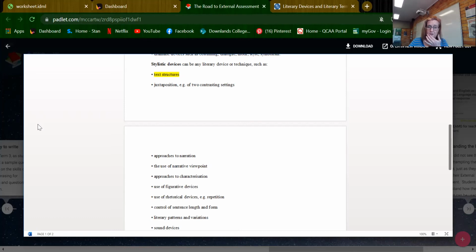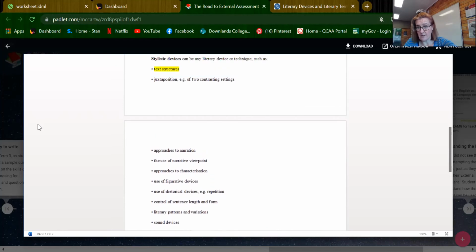When we look at something like the control of sentence length or form, we're looking more at the use of rhyme and rhythm. So how is iambic pentameter used? When does it break down? Why does it break down? Literary patterns, sound devices, and visual devices.